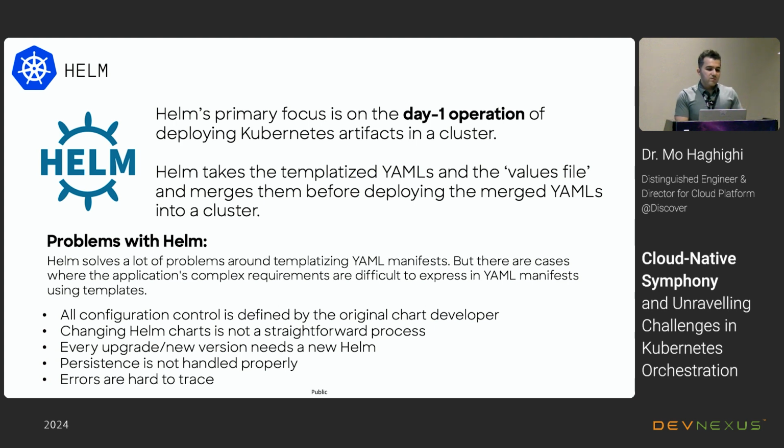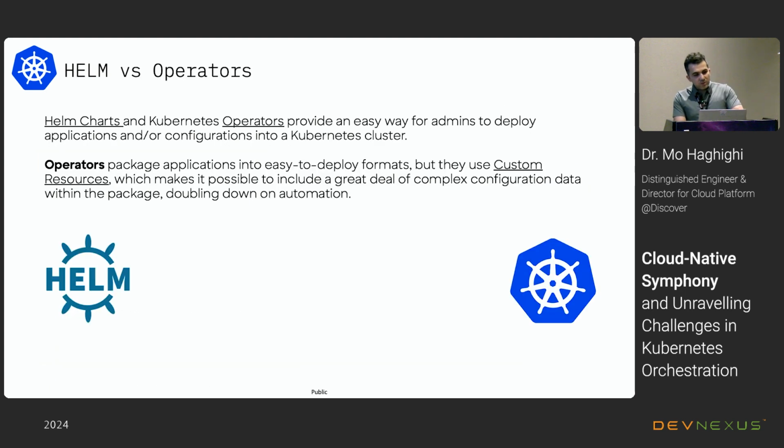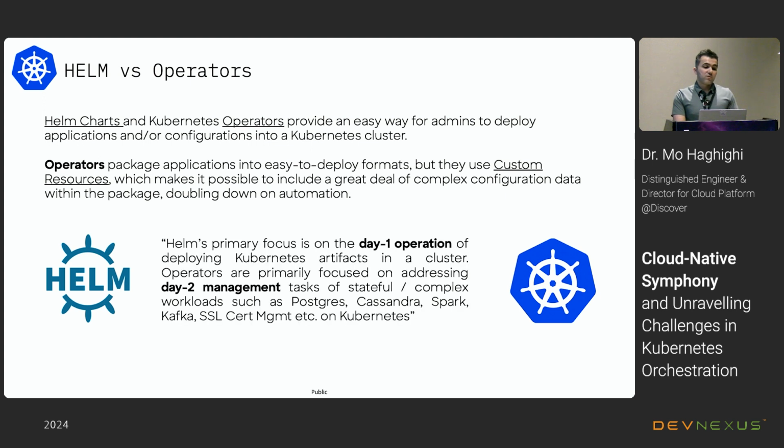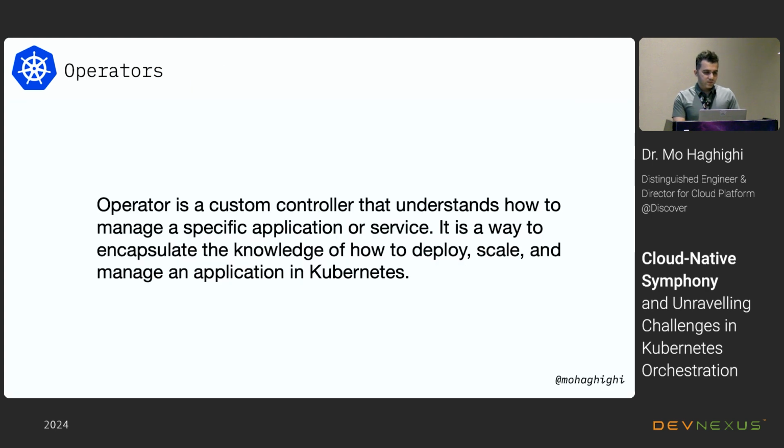And the problems are obviously like this. Persistence is not completely or properly handled, and errors are quite hard to trace. So what you can do here is take advantage of operators. Operators are the native way for Kubernetes to handle all those underlying operations. I'm going to talk about operators shortly, but think of Helm as your day one operation and operators as day two management for your applications, where you can embed your application knowledge into operators and put it into a cluster rather than running it as a new application in Kubernetes.